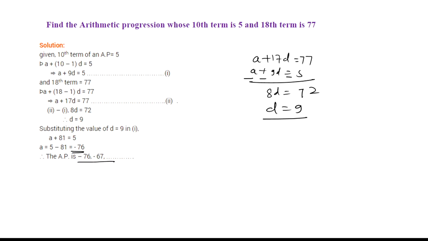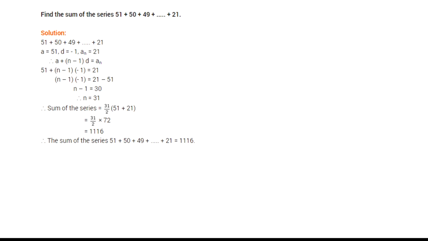Okay, let's take one more question. Find the sum of the series 51 plus 50 plus 49 and so on up to 21. The last term is 21. How do I start? What is the common difference? Common difference is 1. Why? 1 or minus 1? We do make a mistake over here. It's minus 1. Succeeding minus preceding. It's 50 minus 51 or 49 minus 50. So common difference is minus 1. First term 51. An is 21.